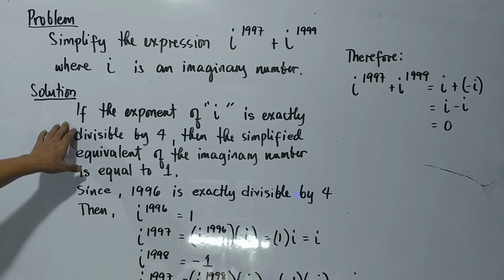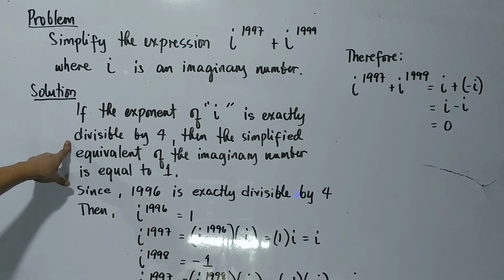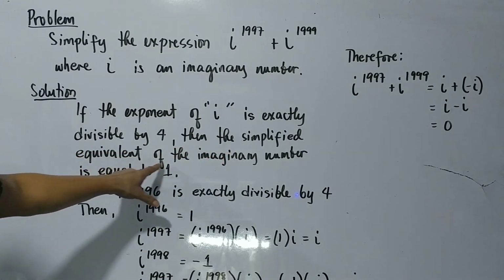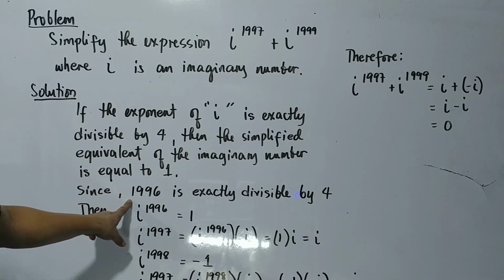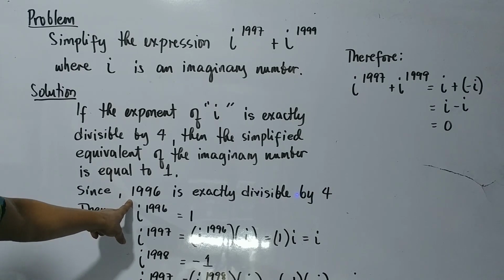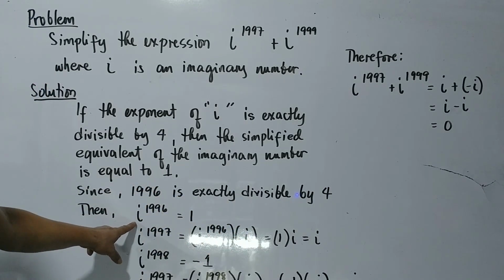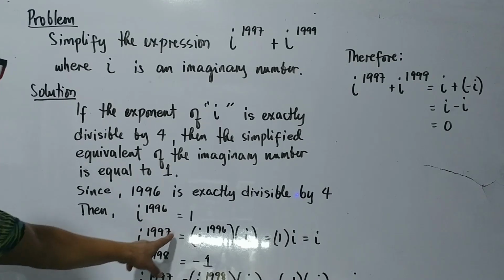so, if the exponent of i is exactly divisible by 4, then the simplified equivalent of the imaginary number is equal to 1. Since 1,996 is exactly divisible by 4, therefore, i to the 1,996 is equal to 1.